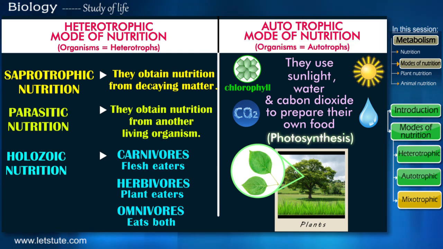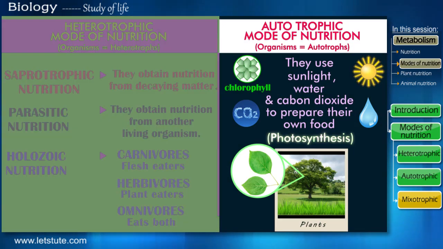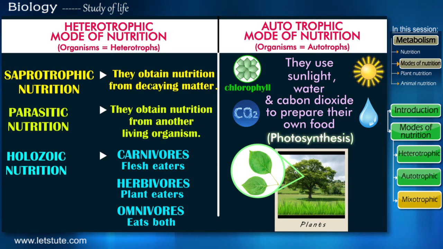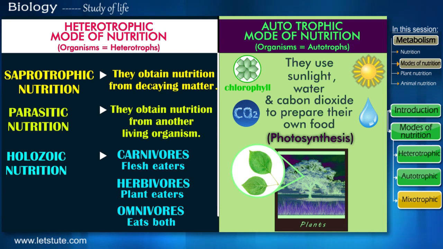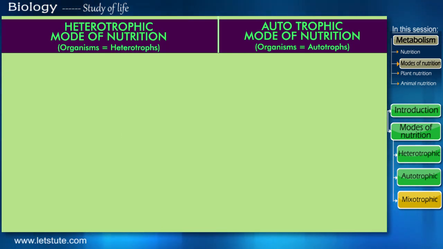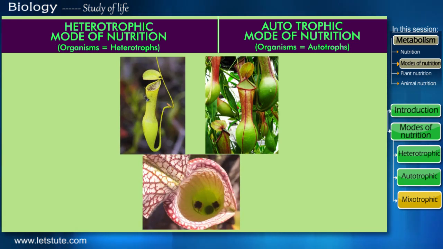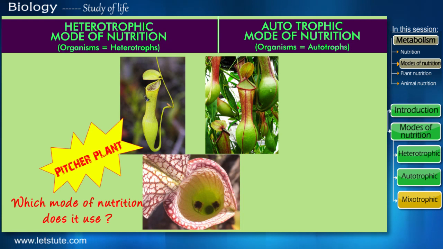So in this way, based on the manner in which living organisms acquire nutrients for their survival, there are two broad modes of nutrition, autotrophic and heterotrophic. So at the end of this session, let me ask you all a question. Have you heard of a plant that eats insects and small animals? Yes, it's the pitcher plant. So what do you think? Which mode of nutrition does it use for its survival?